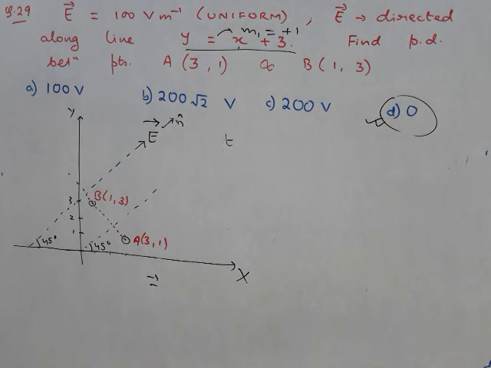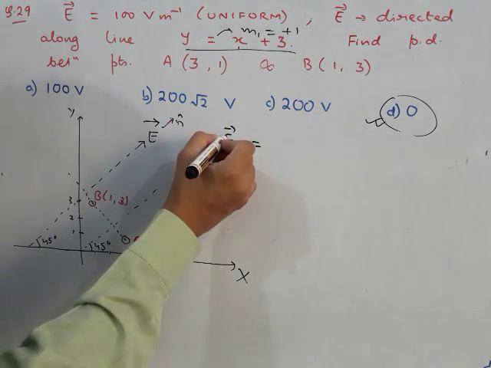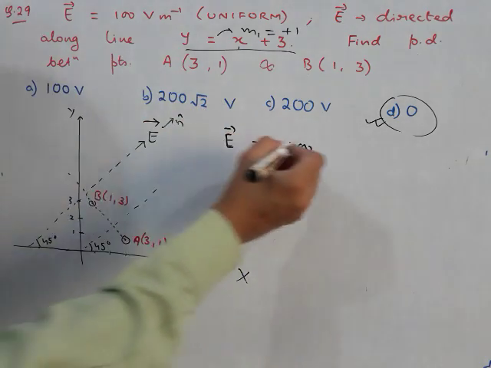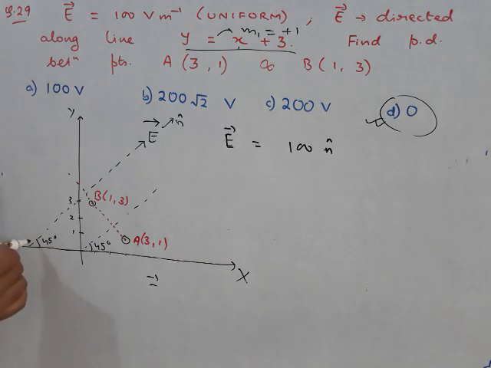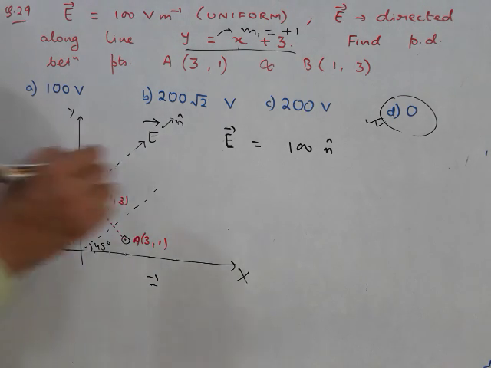Then E vector I can write as E vector is equal to its value. Value is how much? 100 volt per meter. Unit I am not writing, times n cap. Now the unit vector in this direction, you can see this line is making 45 degree. If n cap is unit vector, its component along these two axes, that is x-axis and y-axis, will be how much? 1 cos 45 and 1 sin 45.